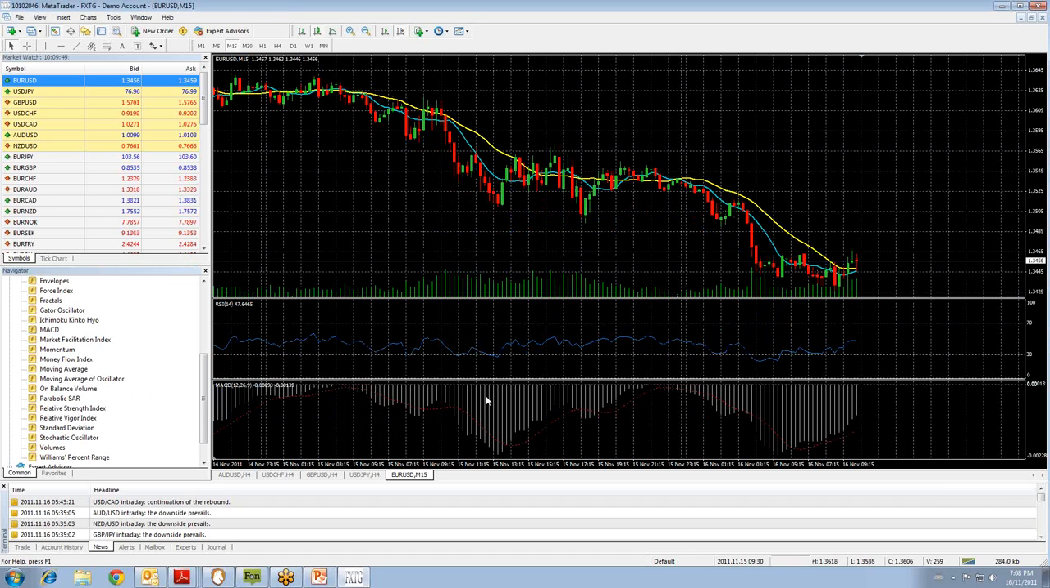So as you can see, the MACD here is turning up. Now the MACD was a crossover. I don't actually have it set on this MT4 platform, but you can get them as well, and they're free.